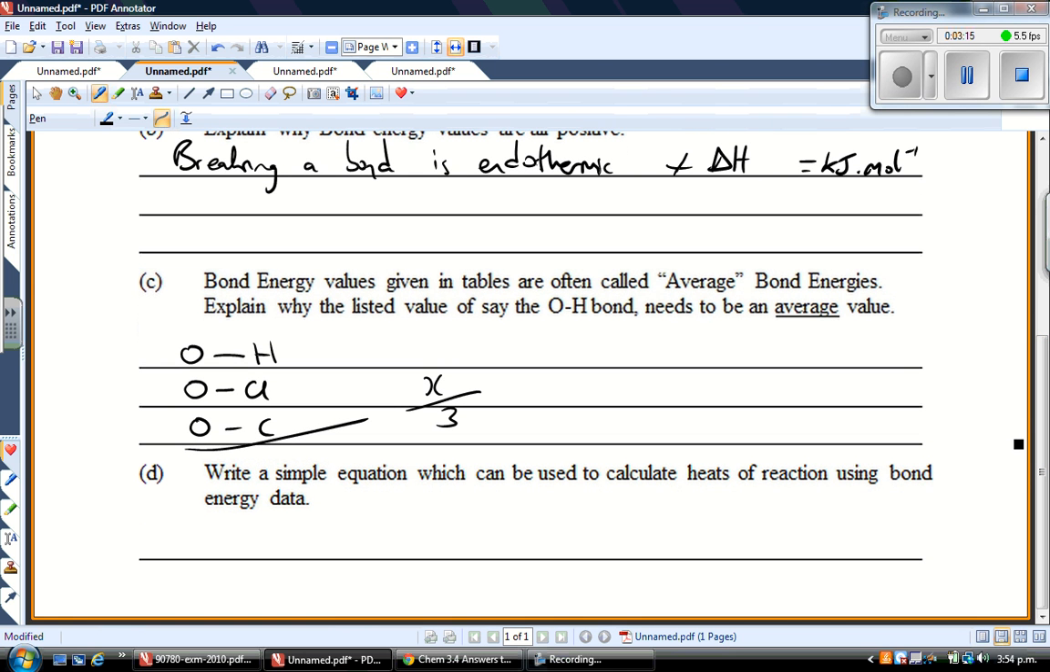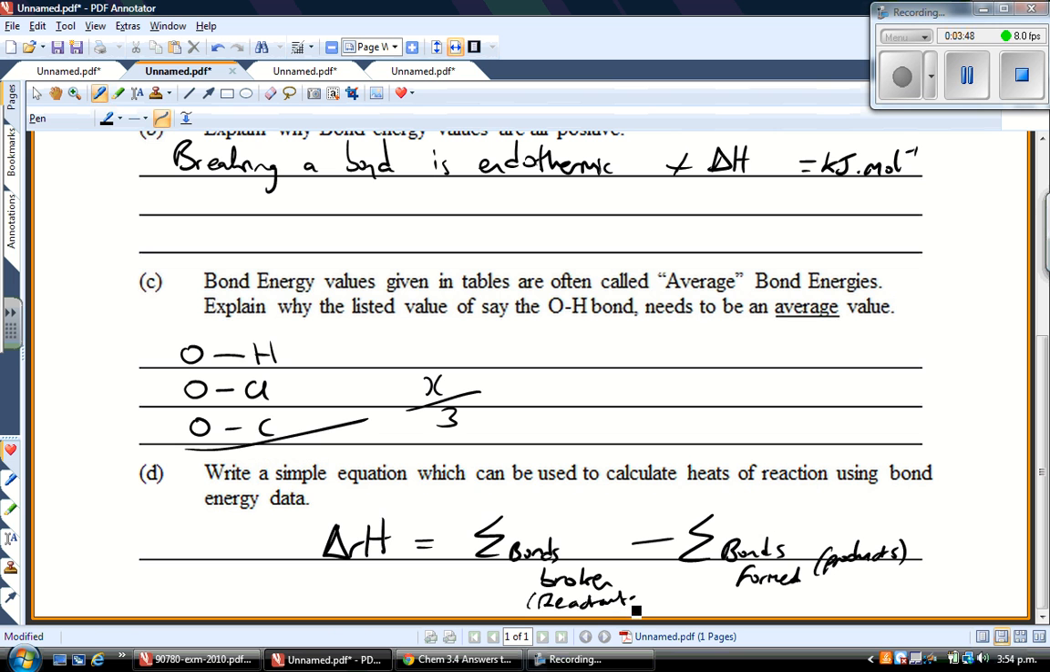And then write a simple equation which can be used to calculate the heats of reaction using bond energy data. So enthalpy for the reaction using bond energy data can be calculated by summing up the bonds broken. So you sum up the total average bond energies for the bonds broken, which will be in your reactants, and then subtract from that the energy of the bonds formed, which would be in your products. So that's the background theory.